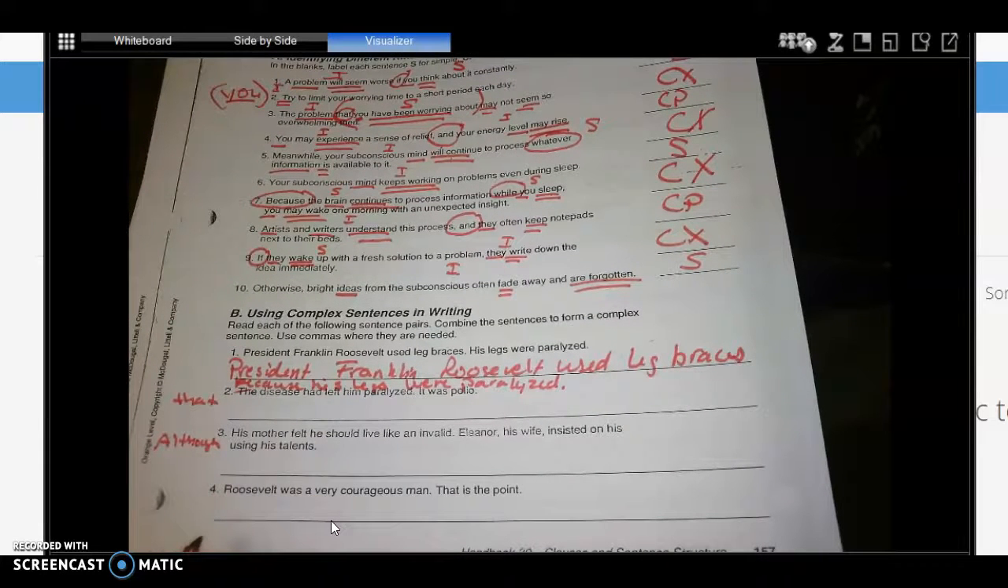And I think this one, they have that in there. You could say, you might even just move the that. That Roosevelt was a very courageous man is the point. That might be how you do that one. Okay, so I might stick with the that. If you want to combine it with a different one, that's fine.